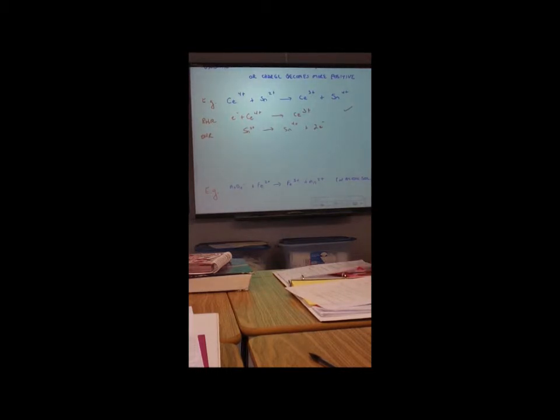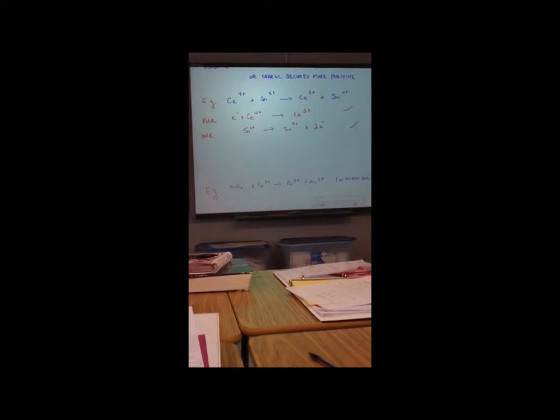So for every Sn 4+ ion that forms, every Sn 2+ ion has to give up 2 electrons. Again, we look at the charges. Over here it's +2, and over there it's +4, -2, so it's +2 on that side as well. The charges don't have to equal 0, but they have to be equal on both sides. Alright, so that oxidation half reaction is balanced.